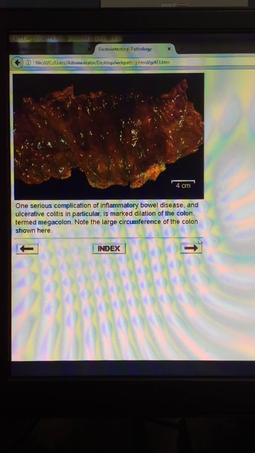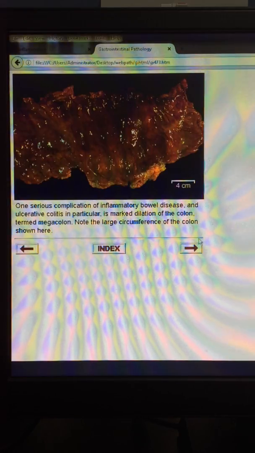One of the serious complications of ulcerative colitis is the formation of megacolon. Megacolon is a surgical emergency, and it has to be treated by surgical excision, because the risk of perforation is very high and it might lead to septic peritonitis if left untreated.